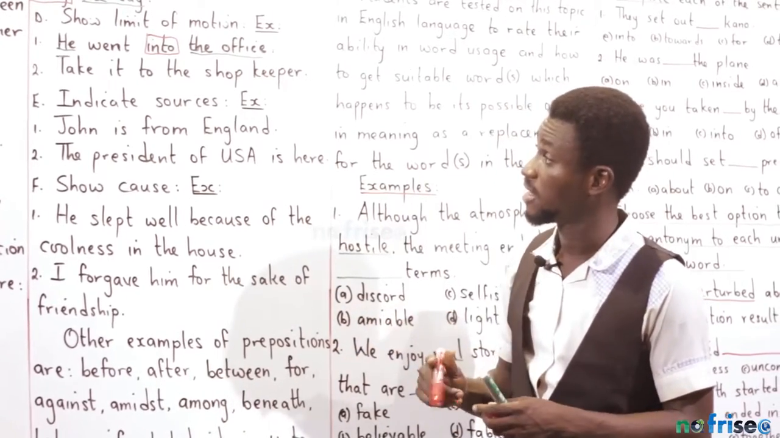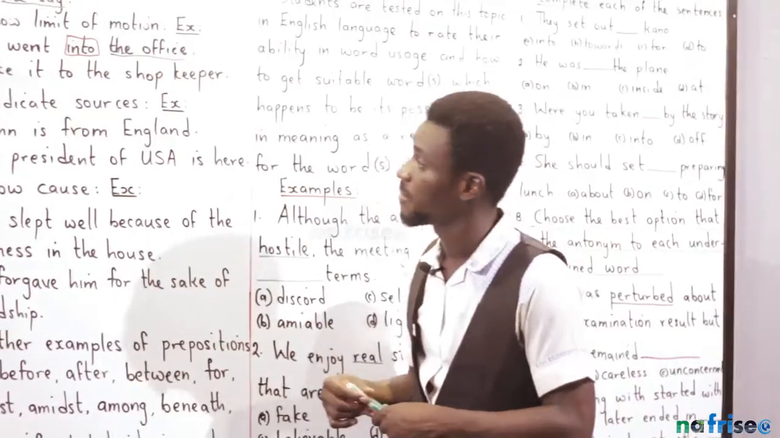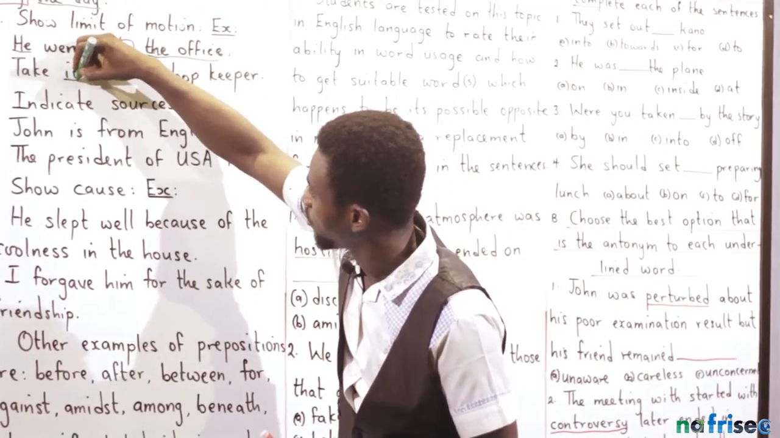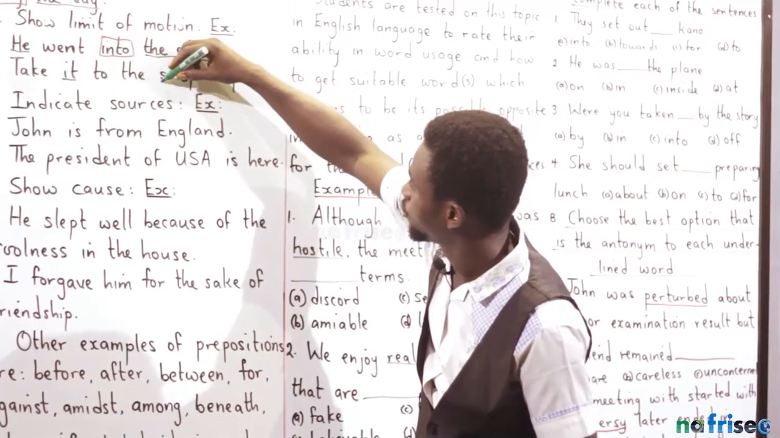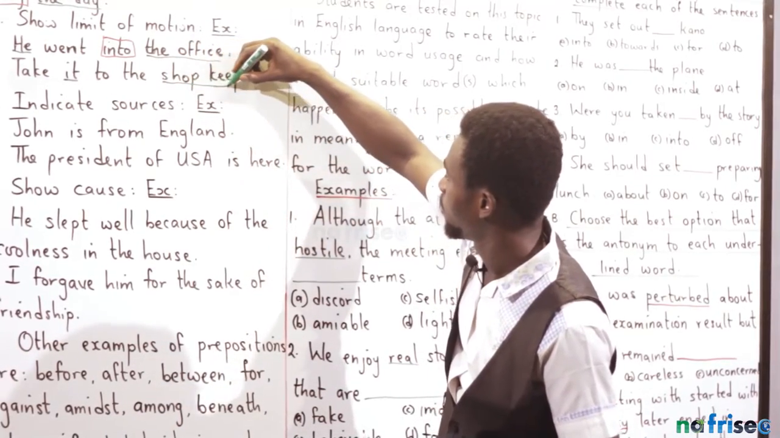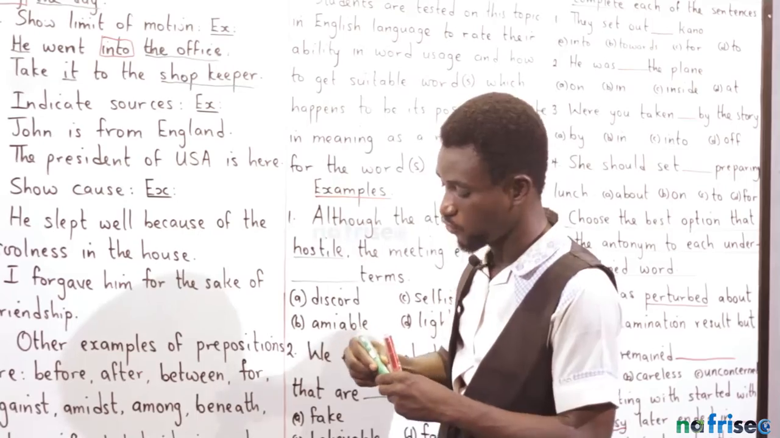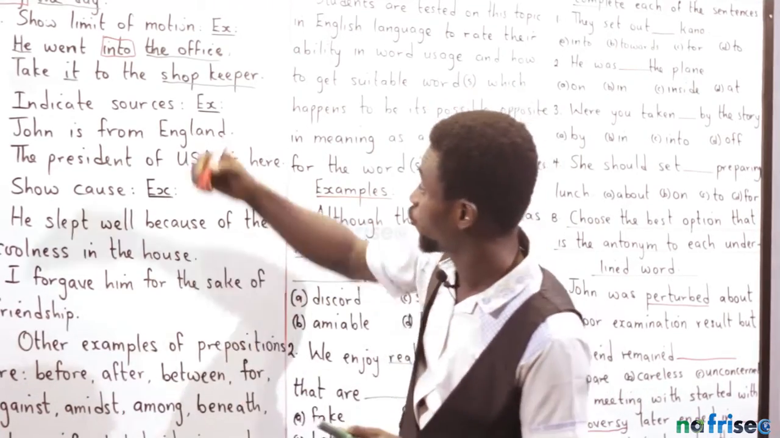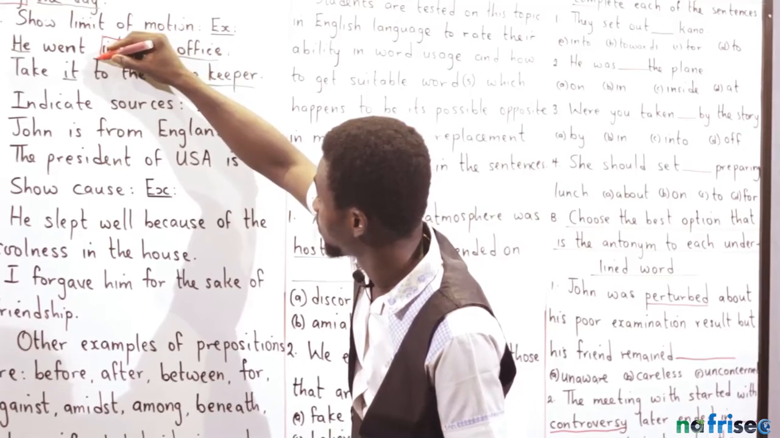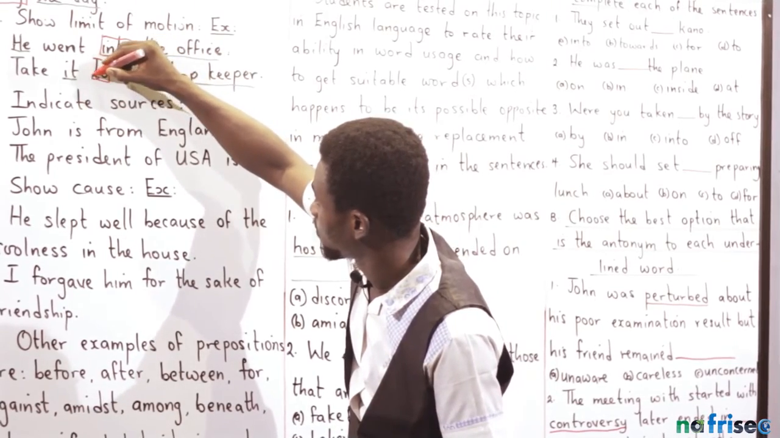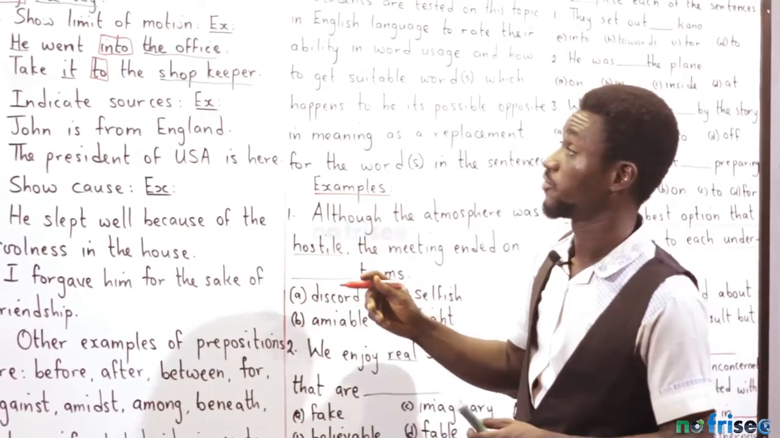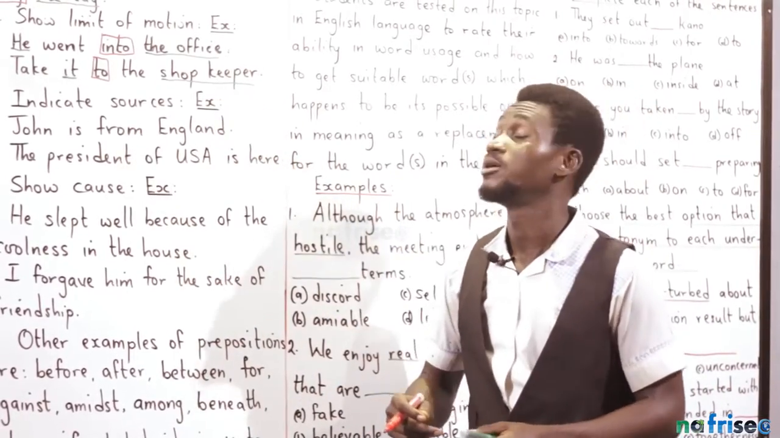Now look at this second example. Take it to the shopkeeper. We've got it, which is the pronoun, and shopkeeper, which is a noun. So what is the relationship between these two, which indicates motion? That is to. So these are more examples of prepositions that show limit of motion.